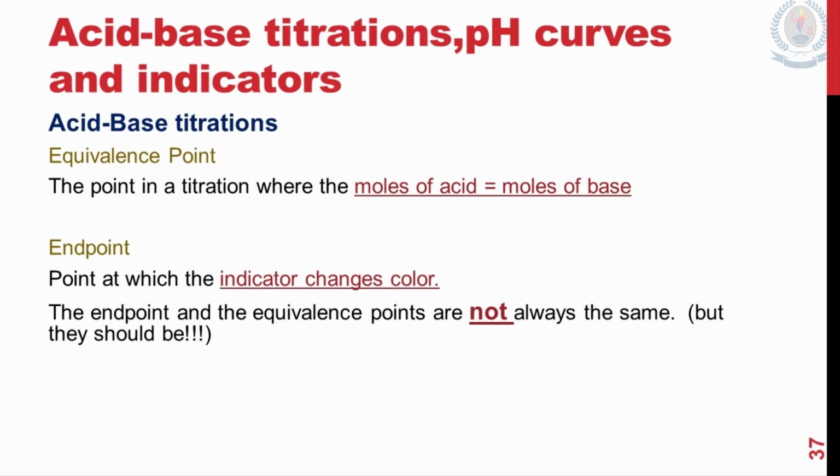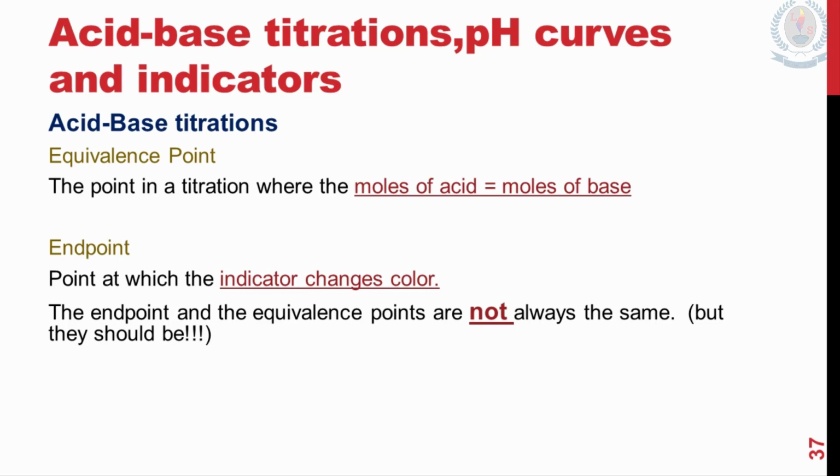Now let's move to the other important topic in this lesson, that is acid base titrations, pH curves and indicators of pH curves. Let's look at one by one. Acid base titration. In acid base titration, you have to learn so many different words. They are equivalence point, end point, indicators, color changes, so many names of the indicators, and so on. So now look at what is the equivalence point.